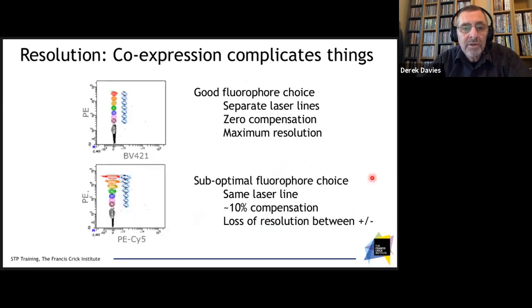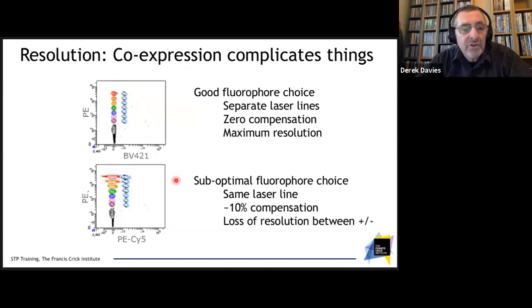So let's look at these two plots here. So this is a combination of PE and BV421. So we can see we're getting relatively low expression of our BV421, but no matter how bright our PE becomes, I can still separate that. I'm getting very good resolution.